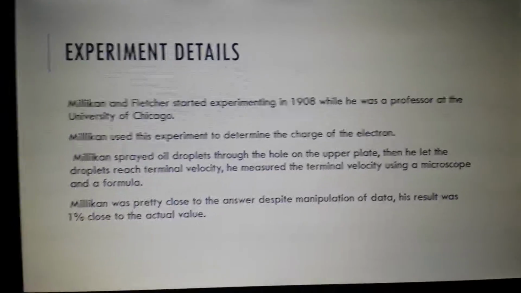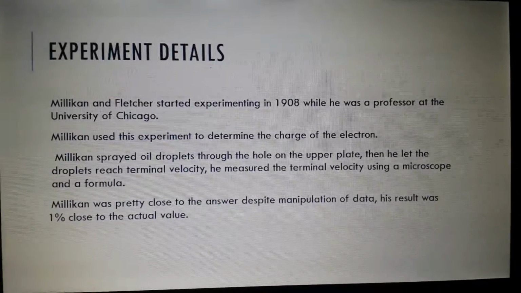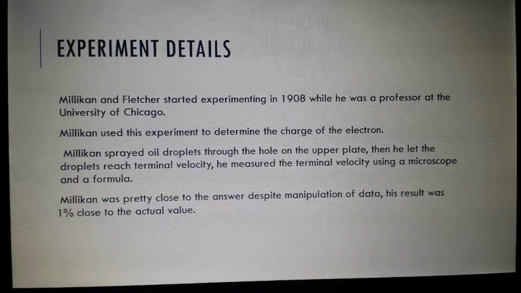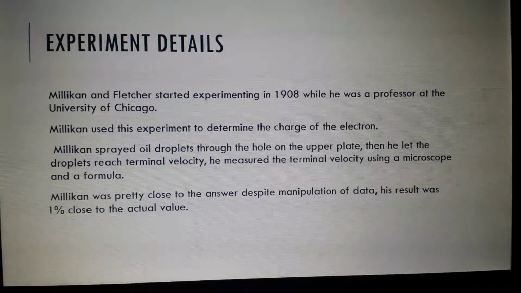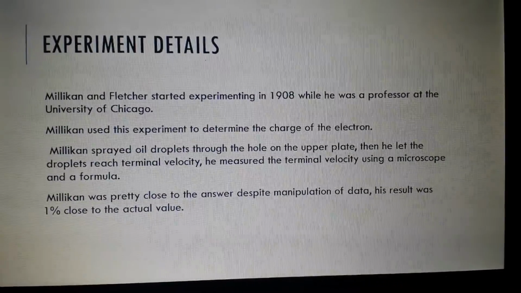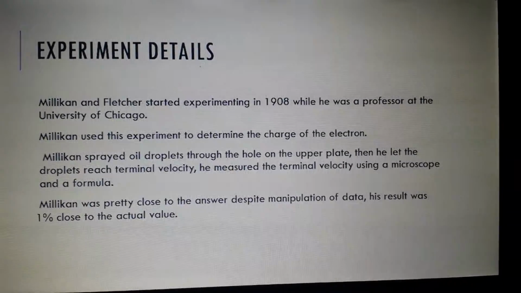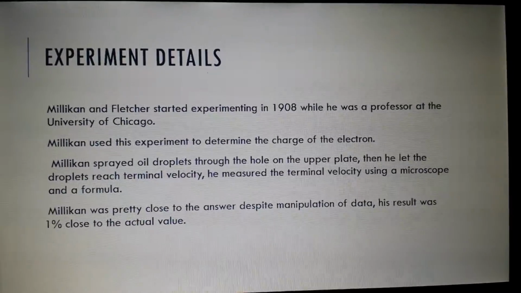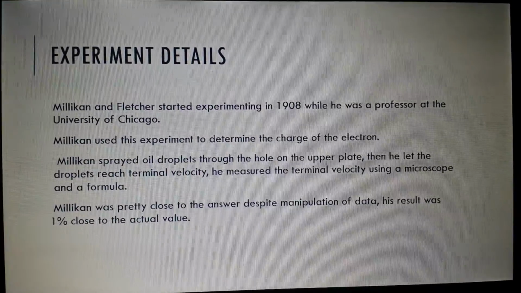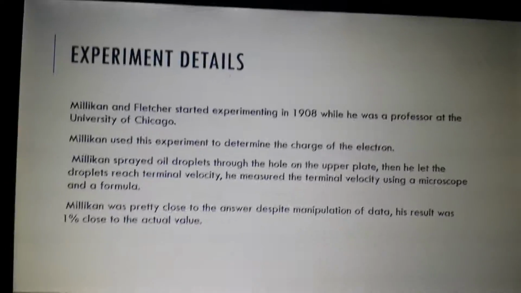Some more experiment details. Millikan and Fletcher started experimenting in 1908 while he was a professor at the University of Chicago. Millikan used this experiment to determine the charge of the electron. Millikan sprayed oil droplets through the hole on the upper plate. Then he let the droplets reach terminal velocity. He measured the terminal velocity using a microscope and a formula. Millikan was pretty close to the answer despite manipulation of the data. His result was 1% close to the actual value.